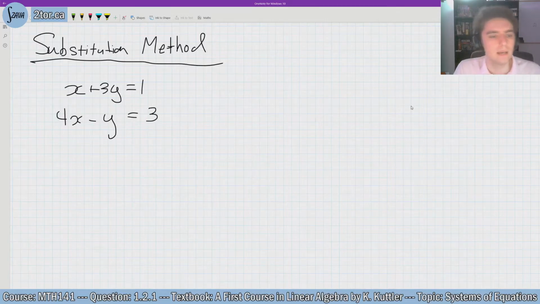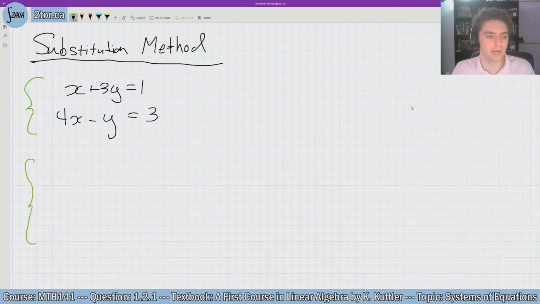What I can do is rearrange both of these and put them into y equals mx plus b. Again, these form a system. I'll put it in green so you can see. That bracket is what I'm using to show that these form a system. The bracket just means they form a system. So if I arrange both of these into y equals mx plus b, it's going to look like this.